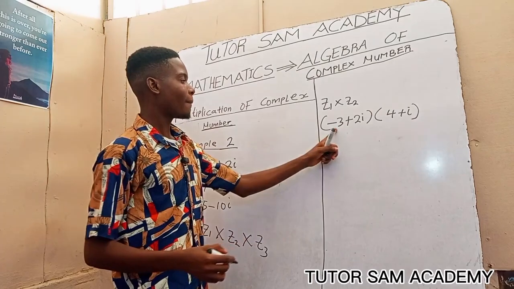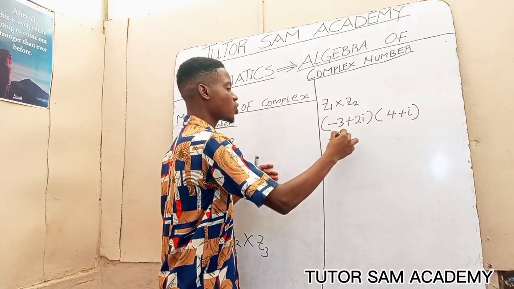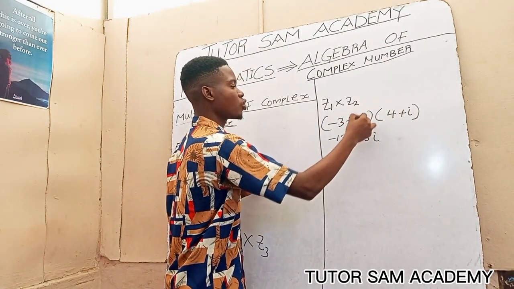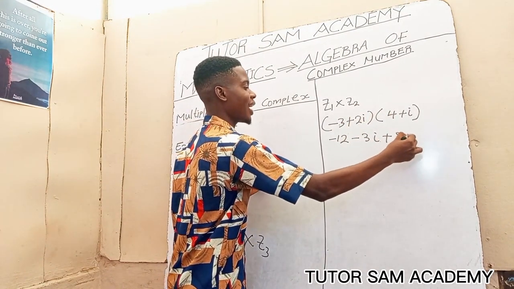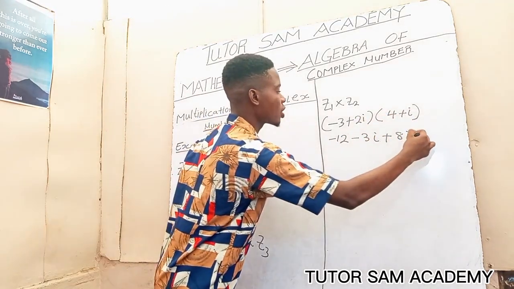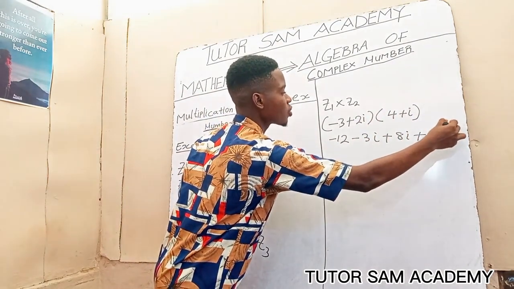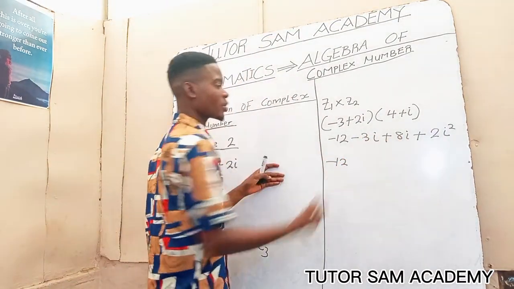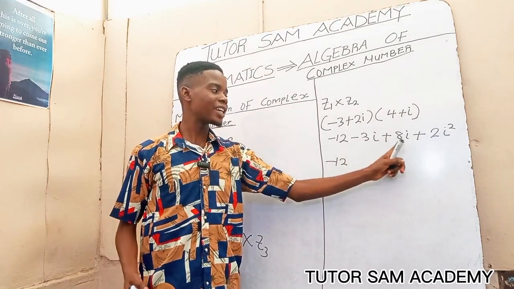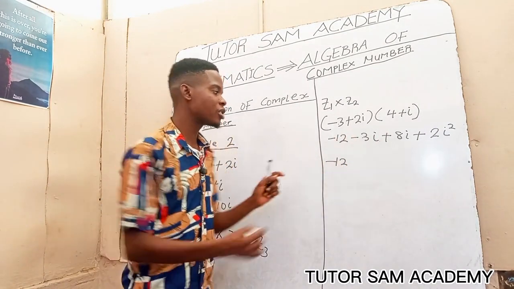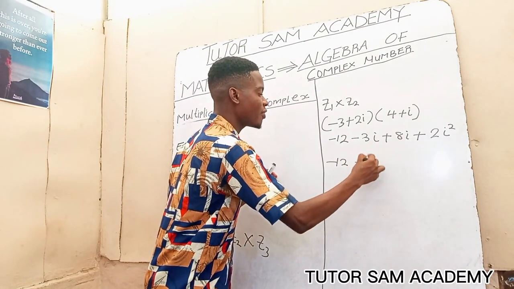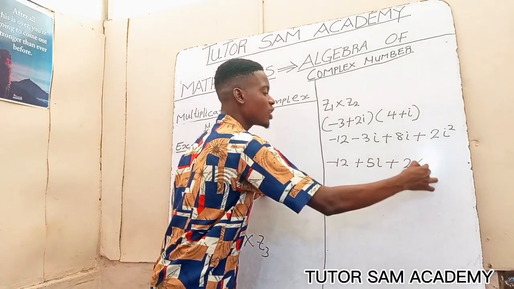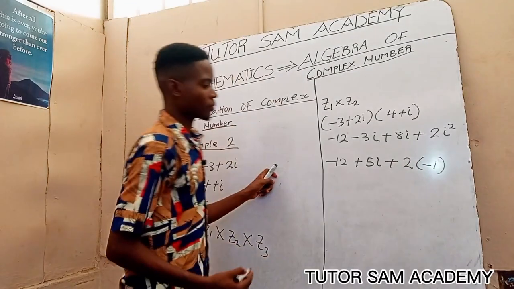Now let's expand. Minus 3 multiplied by 4 gives us minus 12. Minus 3 multiplied by i gives us minus 3i. 2 multiplied by 4 gives us 8i. 2 multiplied by i gives us plus 2i square. So this is minus 12, minus 3i plus 8i. Minus 3 means you are owing, 8 means you have. So minus 3 plus 8 is going to give us plus 5i, plus 2i square. I'm going to substitute for i square. i square is the same thing as minus 1.